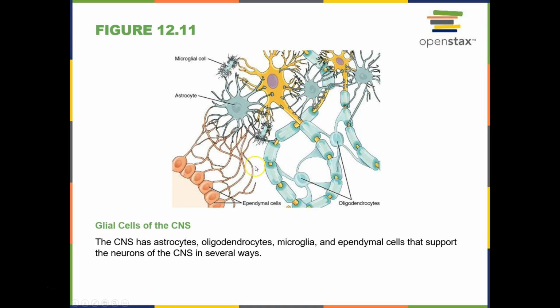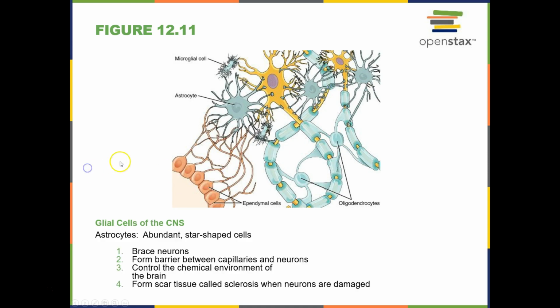So here's a picture of the 4 glial cells that are found in the central nervous system. We have astrocytes, microglial cells, ependymal cells, and oligodendrocytes. Astrocytes are probably the most abundant of all of our neuroglial cells of the CNS. They surround neurons. They form a barrier between the blood capillaries and the neurons, so they form what we call the blood-brain barrier. And so they can help in controlling the chemical environment of the brain, making sure toxins don't get in, stuff like that.